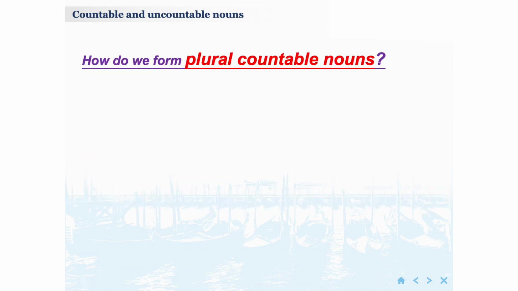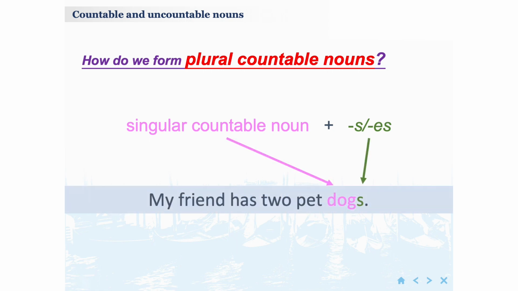Countable nouns also have plural forms. To form the plural version of a countable noun, we usually add s or es to the end of the noun. However, there are some countable nouns which are irregular, like person, which becomes people in the plural form. Let's look at the example from the previous slide. My friend has 2 pet dogs. Dogs is a plural noun, and we can see that to form the plural of dog, we have to add s to the end of it.